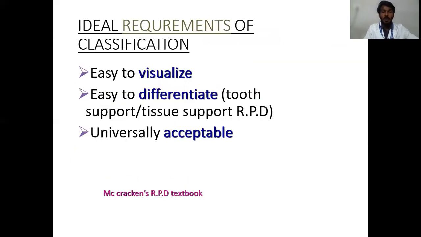Then, what are the ideal requirements of a classification? It should be easy to visualize. It should be easy to differentiate, that is, between tooth support and tissue support in a removable partial denture. Then it has to be universally acceptable.